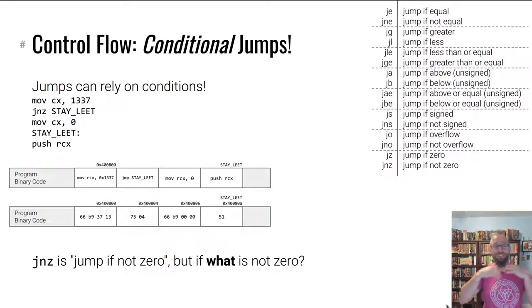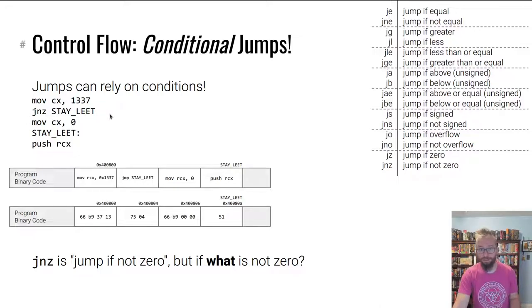We can do that with a conditional jump, right? And here we can move some value into CX. Then we can make a conditional jump to our jump label and keep executing. This conditional jump says jump if not 0. And there's a bunch of conditional jumps. There's a jump if equal, jump if not equal, jump if greater than, jump if less than. Jump if less than or equal is a lot of stuff, right? But what are we talking about? What is equal?